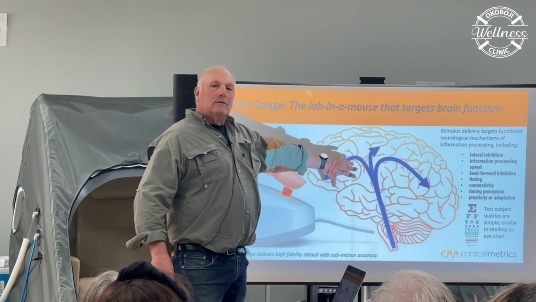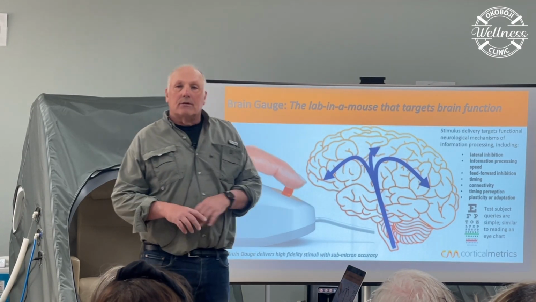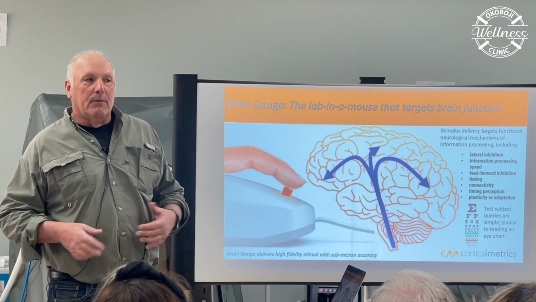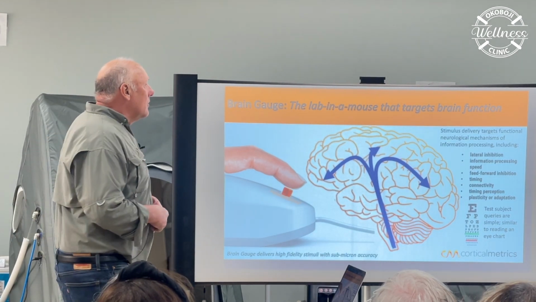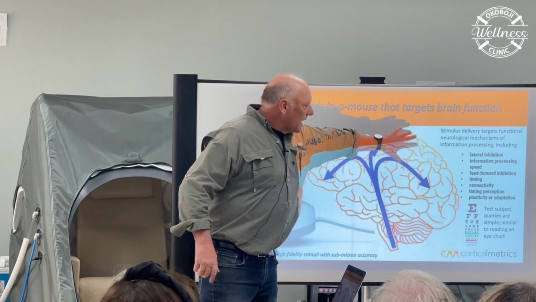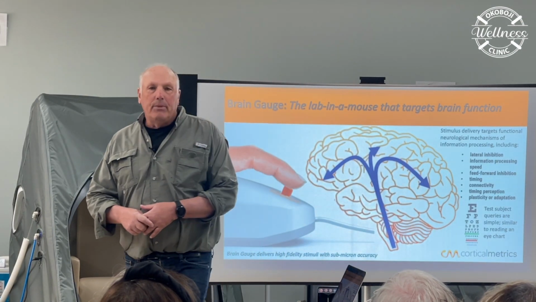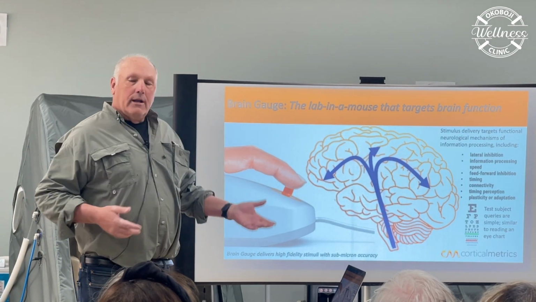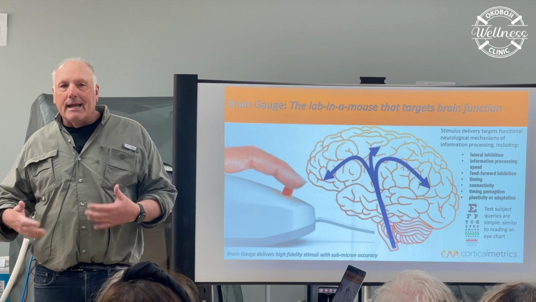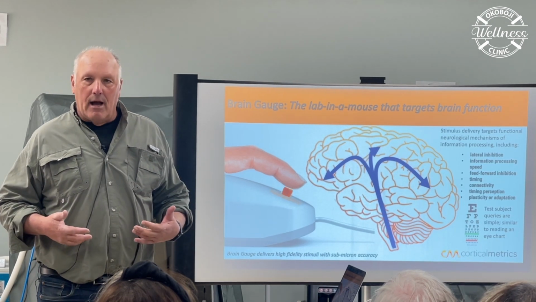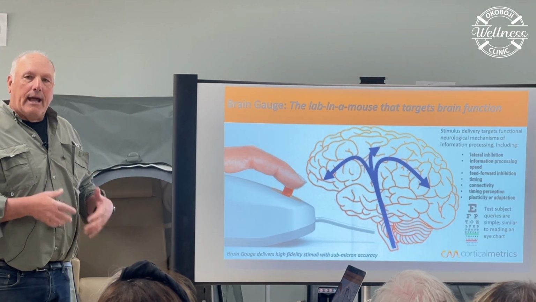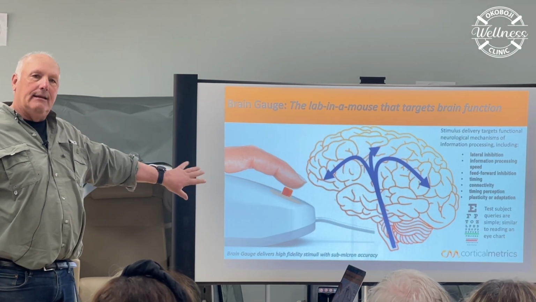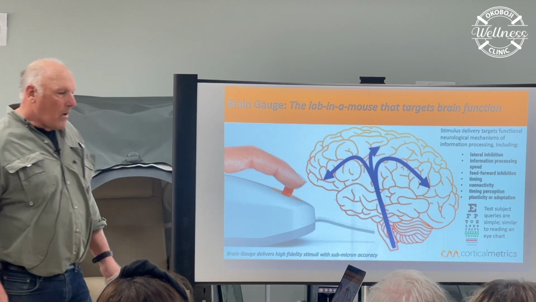From those questions we get answers about a whole bunch of different mechanisms, different fundamental building blocks. And this is a list of those things: lateral inhibition, information processing speed, feed-forward inhibition. These are all different mechanistic fundamental building blocks. And so how do we do that? Basically we take that idea, and we answer those questions.